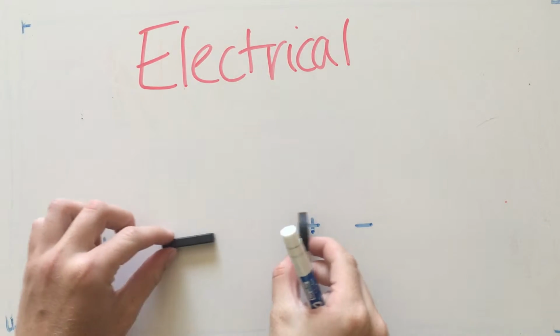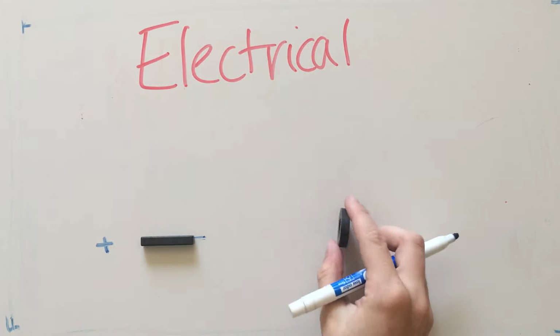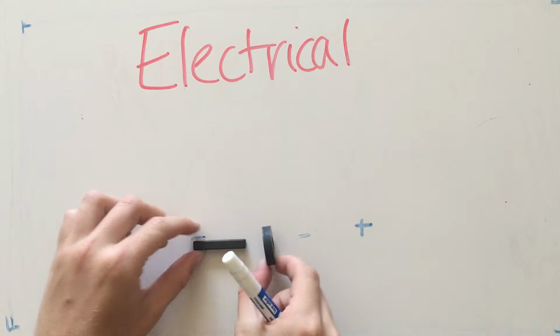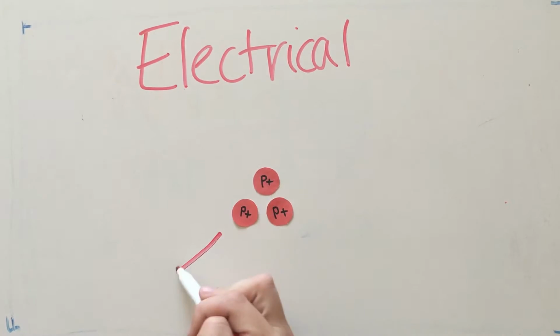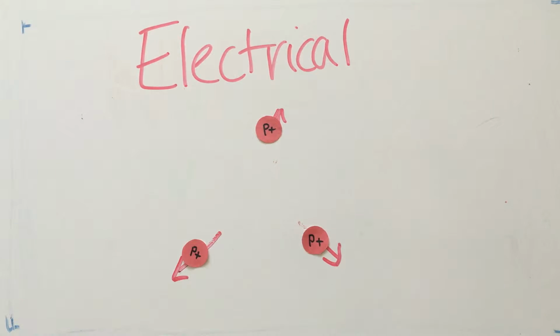Electrical force works like two magnets. When the poles are opposite, the magnets attract. When the same poles are facing each other, the magnets repel from each other. Similarly, atoms with the same charge, like a group of protons, repel from each other.